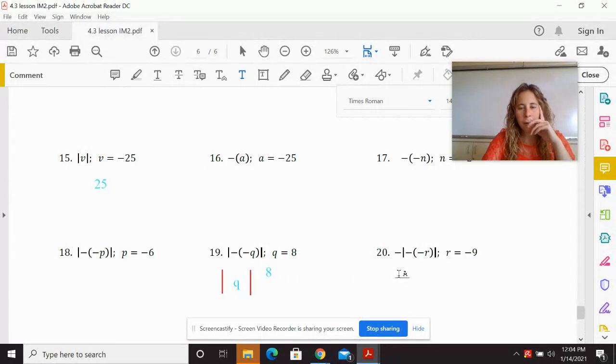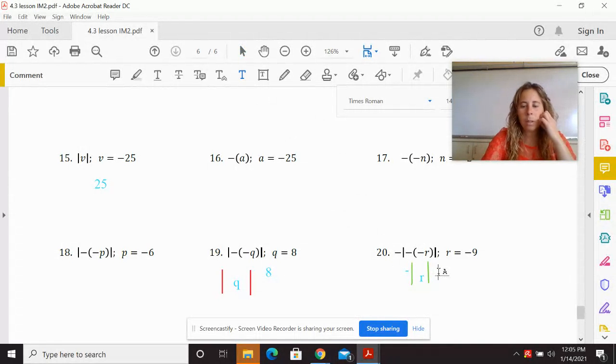Let me try 20. So once again, go ahead and just simplify it out. I'm going to simplify what's inside first. So the opposite of negative r. Okay. So I'm just going to simplify those. So I have negative and then the absolute value. The opposite of negative r is just r. Okay, now is when you have to substitute in negative 9.